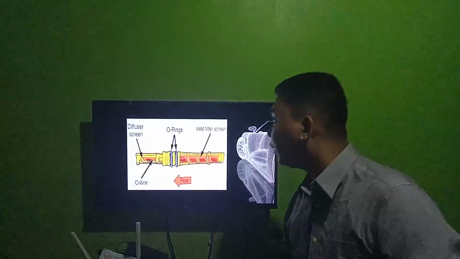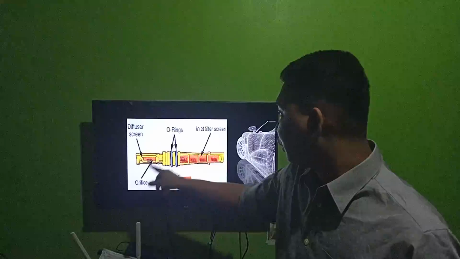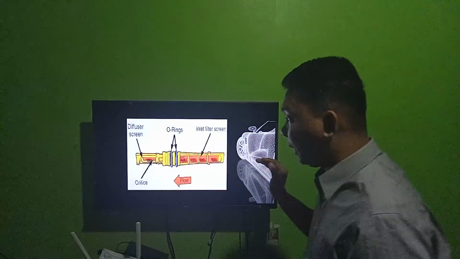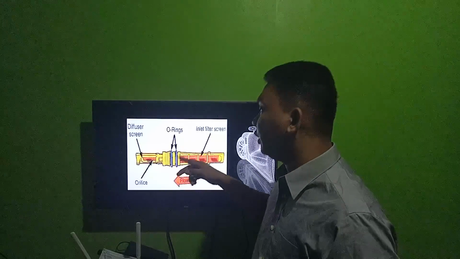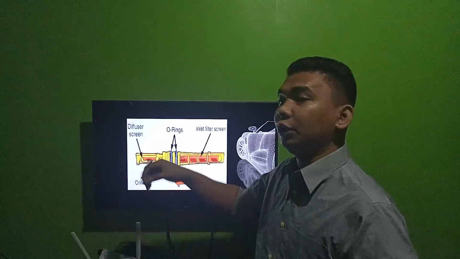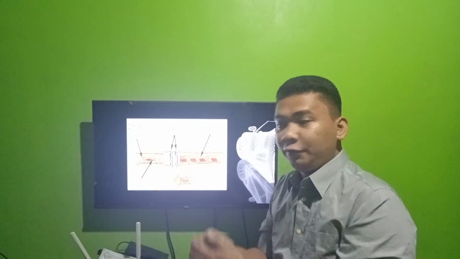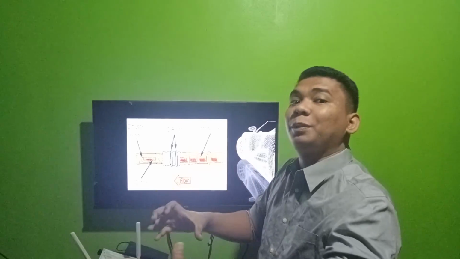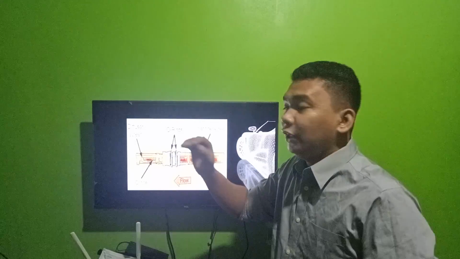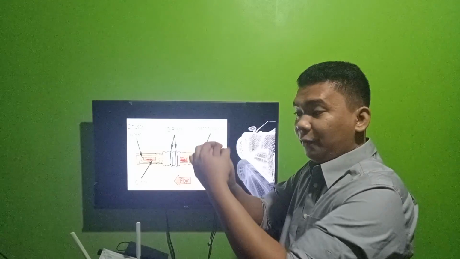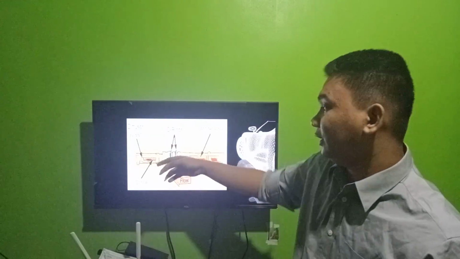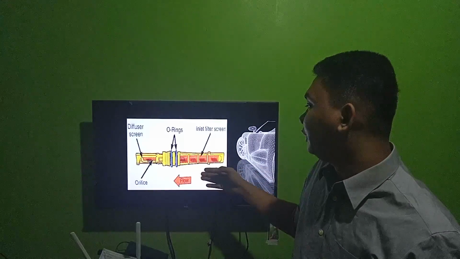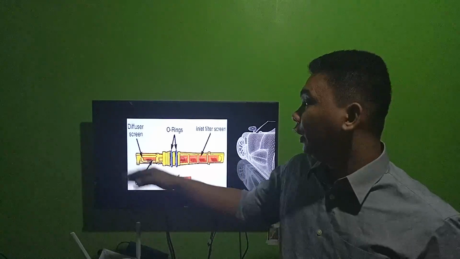Ito yung orifice, ito yung butas, ito yung line. Ito yung inlet filter screen. Yung flow niyan pa ganon. Ito yung O-rings. Diffuser screen. What did you mean by diffuse? Scattered evenly, or not too evenly, but on a widespread area, or to diffuse. Okay? Then this is the orifice O-rings, and the flow is from here to the diffuser screen.